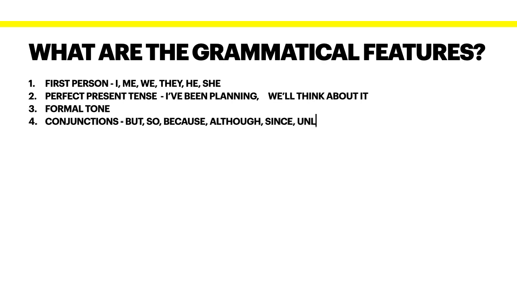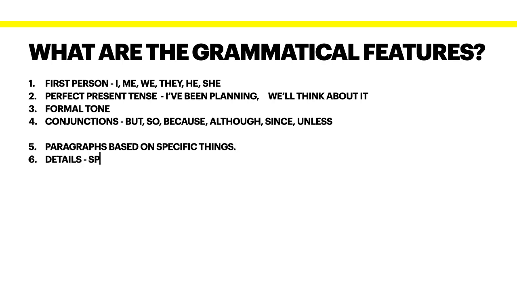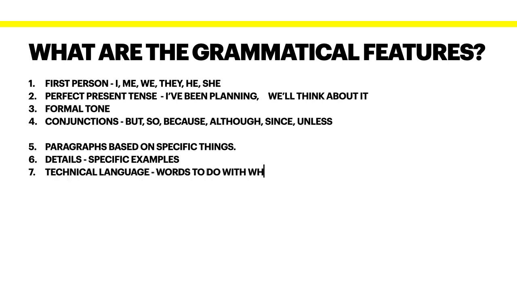Words like but, so, because, although, since, unless. And this is where it gets a bit different. So, we will be writing paragraphs that are based on specific things. Because we're writing to someone that we don't know, we need to be quite clear with that. We need to give details, so specific examples of the reasons that we're actually writing. And as part of the specific examples, we will use technical language. Now, technical language is just words to do with why we are writing.